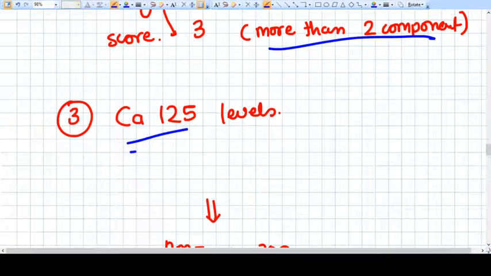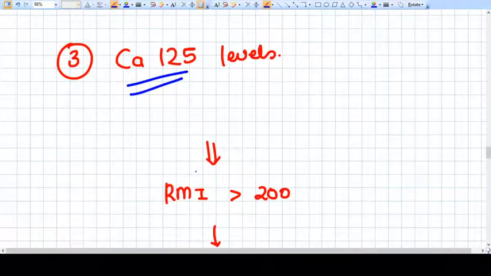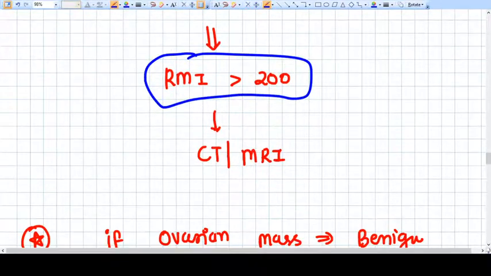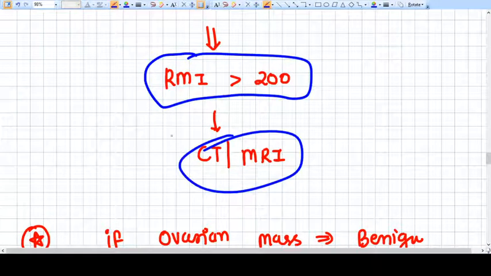Then we do the CA 125 levels, and then the risk of malignancy index is measured. If it is more than 200, we need to further evaluate those masses with CT, MRI and even surgery. So if it is less than 200, then we don't need to panic, and it's okay and fine.